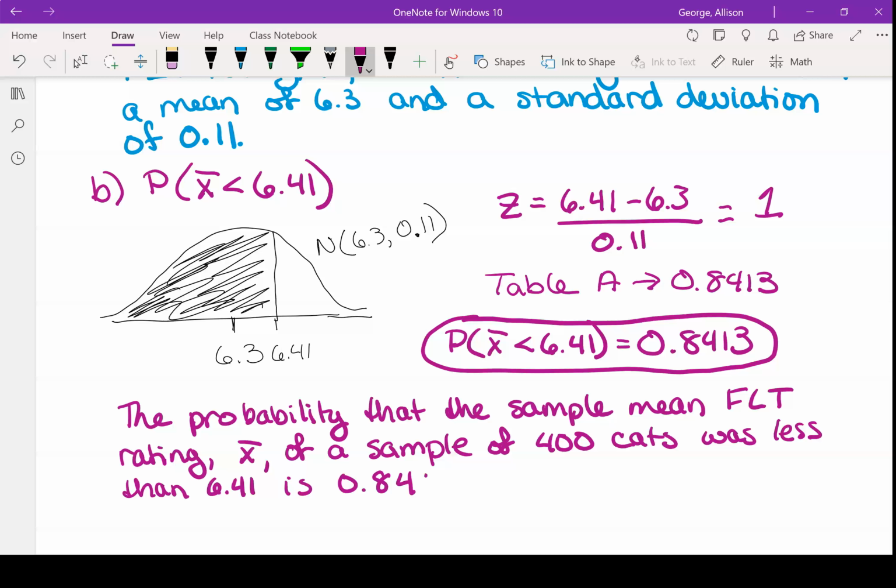All right, so thank you for bearing with me. It takes a little while to write out. So you have to include the context, you have to include your sample size, and you have to say what you're finding the probability of. So we are finding the probability that x bar was less than 6.41, and then actually say the probability. So that's what your interpret needs to look like.